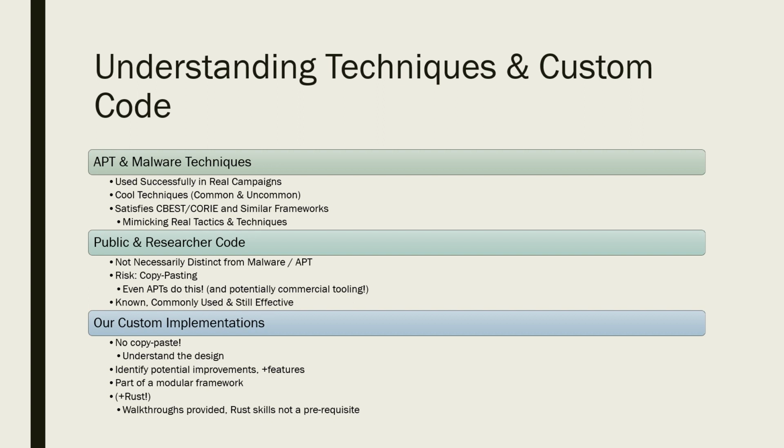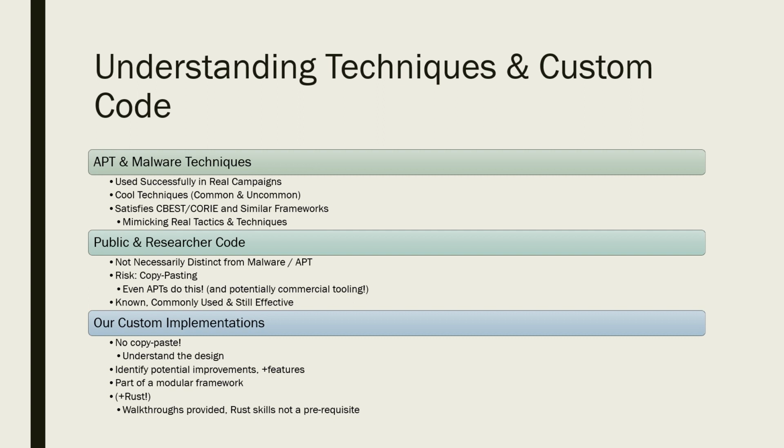Then we have public and researcher code, which isn't necessarily distinct from malware and APT, but can be. The biggest risk here is copy-pasting public code, right? Which even APTs do, and potentially even commercial tooling. And some of them are known and commonly used, yet still effective.